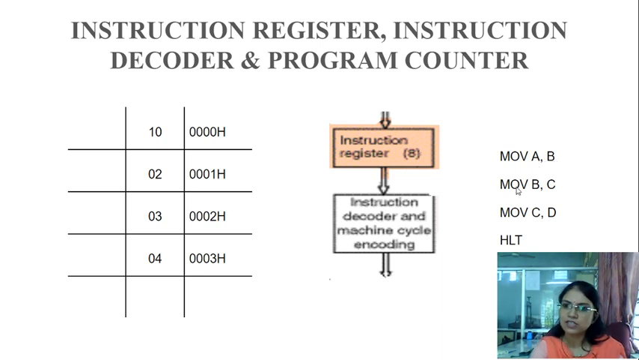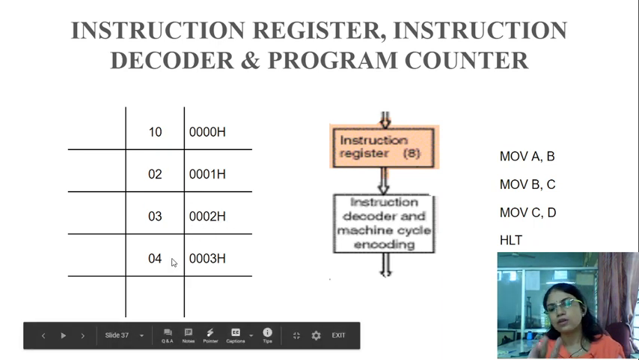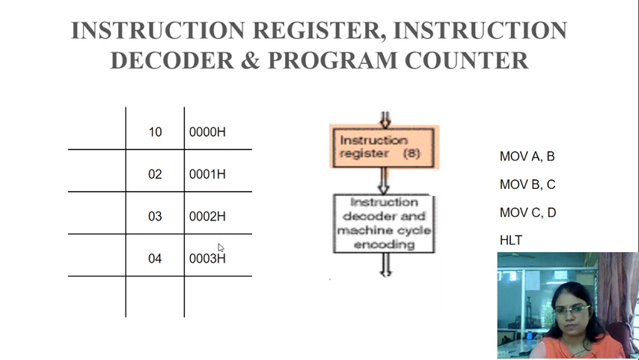Similarly, the next instruction is move B comma C, whose opcode is 02H, and that I have stored in the next memory location, that is 0001H. Similarly, move C comma D has the opcode 03, and I stored that in another memory location, that is 002H. Likewise, I stored all four opcodes of those instructions in memory locations.